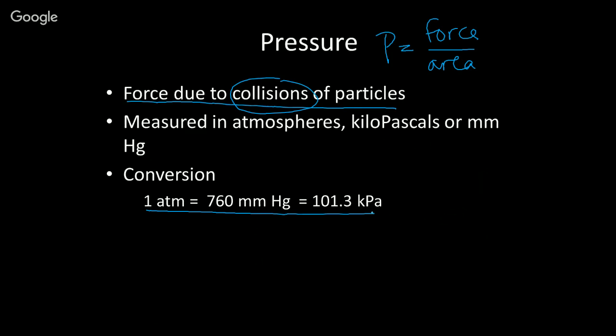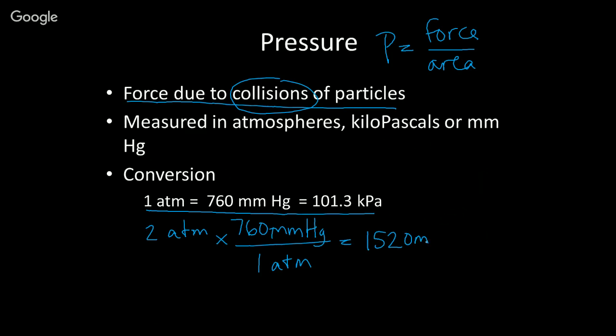So if you have, say, 2 atmospheres, then we'd multiply it by the conversion factor to get millimeters of mercury. 760 millimeters of mercury for every 1 atmosphere. And then this would be, if my math is right, 1520 millimeters of mercury. So that's how we would work with those conversions.